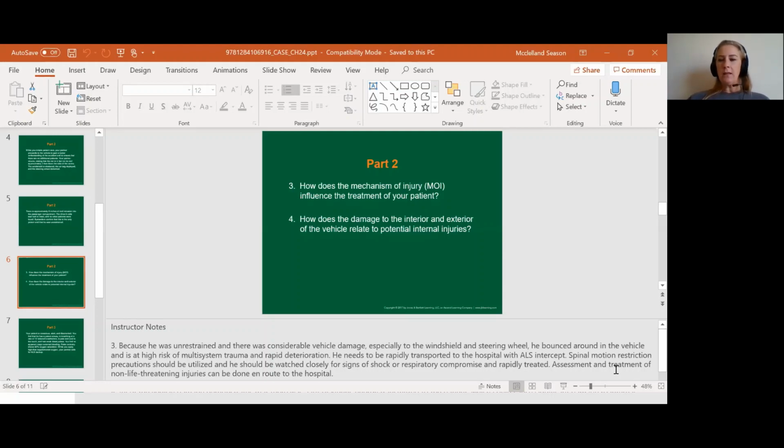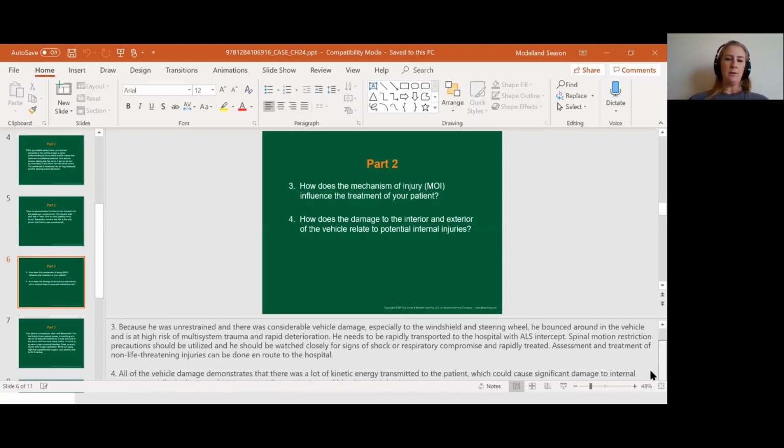So the answer that is listed here is because he was unrestrained and there was considerable vehicle damage, especially to the windshield and steering wheel, he bounced around in the vehicle and is at a high risk of multi-system trauma and rapid deterioration. He needs to be rapidly transported to the hospital with ALS intercept. Spinal motion restriction precautions should be utilized, and he should be watched closely for signs of shock or respiratory compromise and rapidly treated. Assessment and treatment of non-life-threatening injuries can be done en route to the hospital. So that's the answer for question number 3.